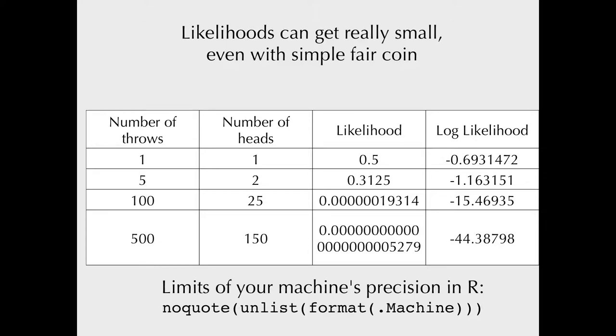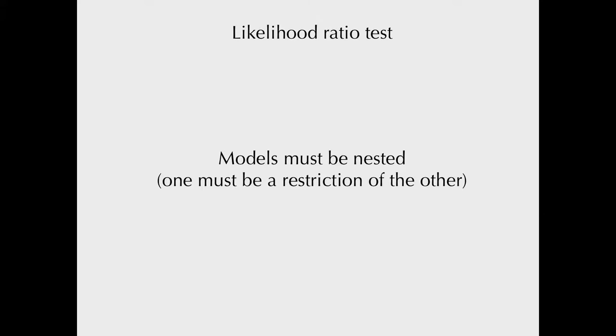So now we have a likelihood for one model. How can we tell if one model is better than another model? Well, there's several approaches we can take. One is the likelihood ratio test. Who's heard of this? Perfect. The issue with this is models have to be nested, so one has to be a restriction of the other.